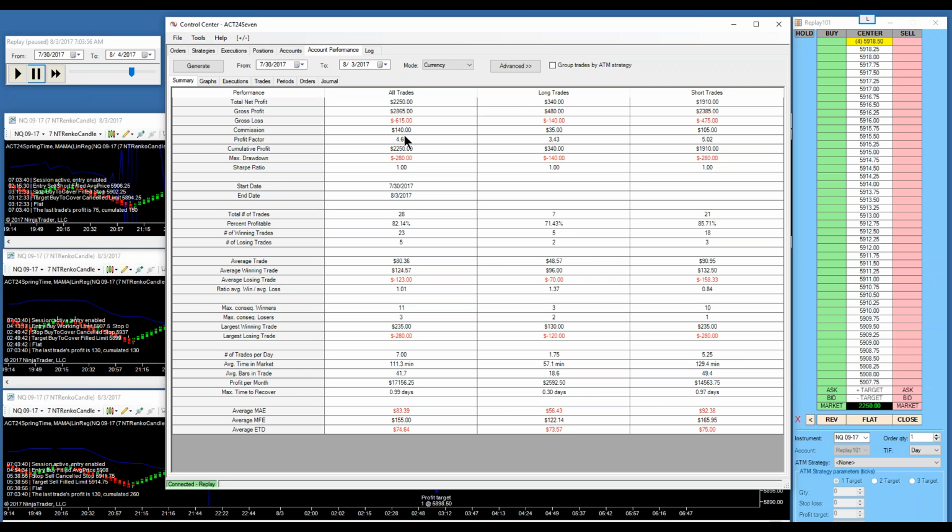Okay, commission was 140. Look at this percentage of profitability here, 82%. You can't even imagine doing better than that. You had 28 trades and your profit factor was 4.66. This is what we like about the Nasdaq. It is predictable volatility week in and week out.